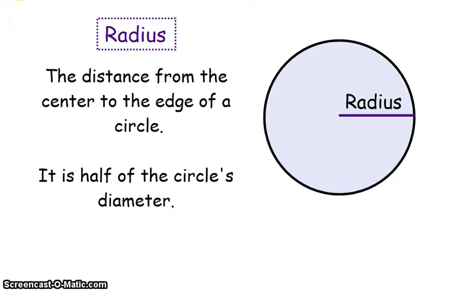Radius. The radius is the distance from the center of the circle to the edge of the circle. It is half of the circle's diameter. So here's the center of the circle. It's the distance to the edge of the circle.